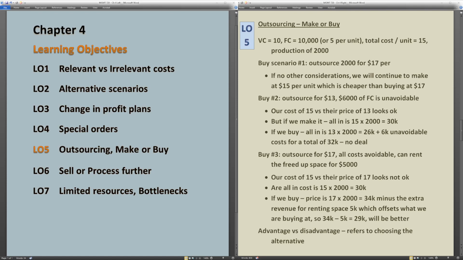What if the unavoidable costs are only $2,000? That would be 26 plus 2K. That would be 28K, and so we would do it in that case. Buy number 3 is yet a different sort of complication. Whereas in buy scenario number 2, there are additional costs, in buy scenario number 3, there's additional savings.